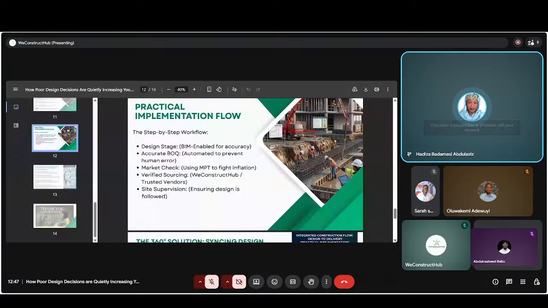And under your BOQ, to get an accurate BOQ, use the digital model to generate quantities directly from the design. This minimizes human error, improves estimation, and a reliable BOQ sets a foundation for proper procurement. Then you go for your market check. Always validate your project price against current market rate. This helps you to stay ahead of inflation and avoid unnecessary costs. Prices should reflect real-time market conditions, not assumption.